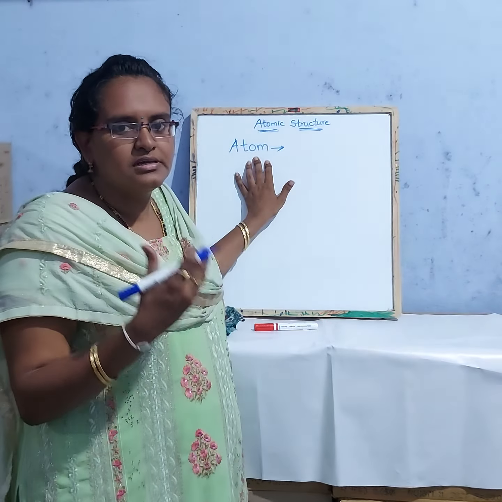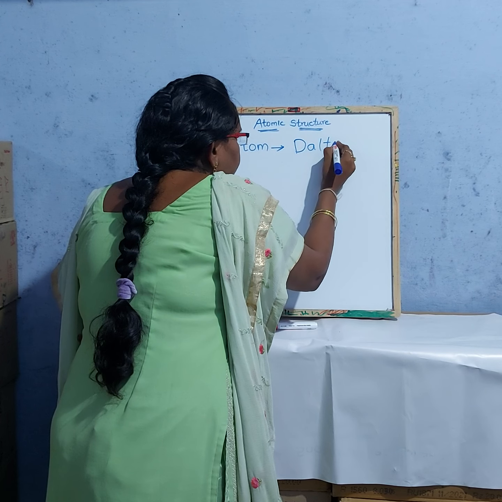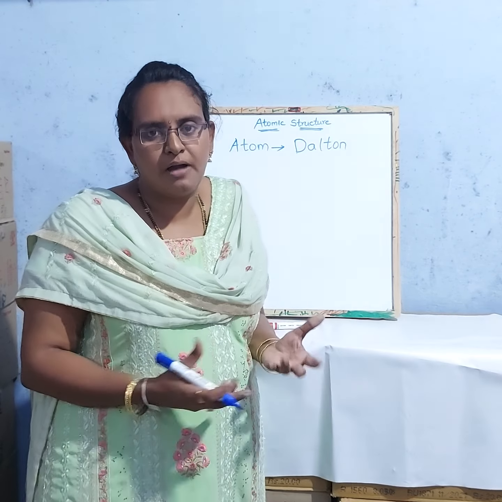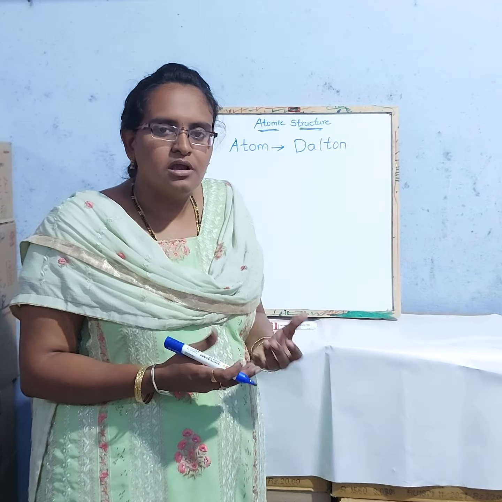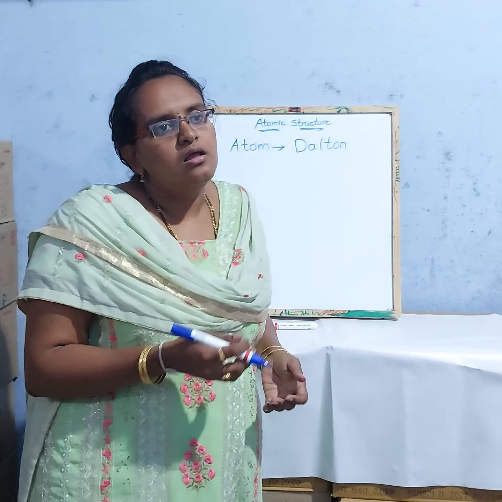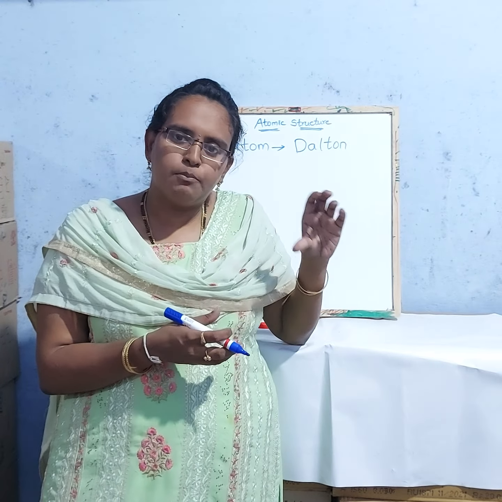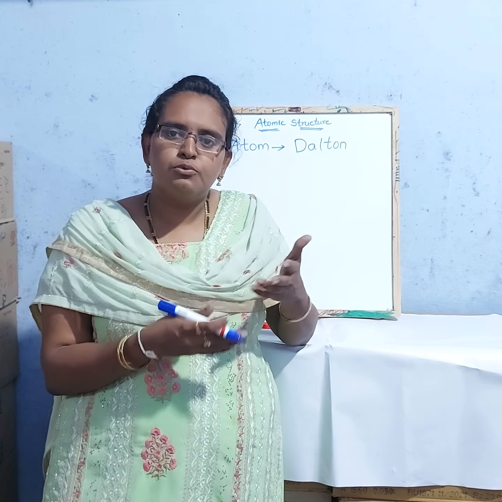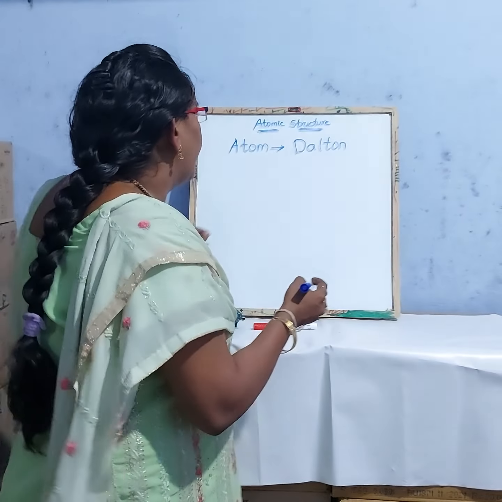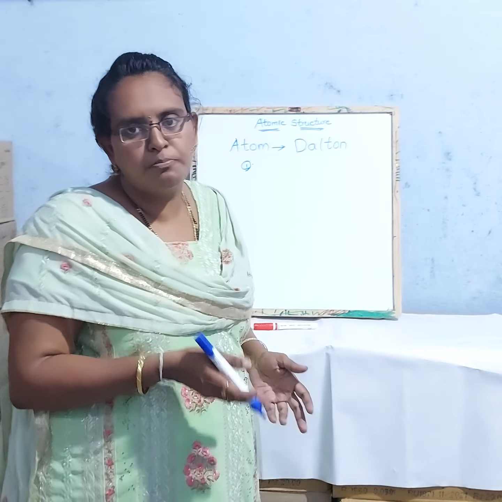This concept was brought by a scientist called Dalton. He said that matter is made up of indivisible particles, so-called atoms. These atoms can neither be created nor be destroyed. He said that generally in the chemical reactions we do, the amount of atoms we put into the reaction is equal to the amount of atoms we get at the output. So according to him, atoms can neither be created nor be destroyed.